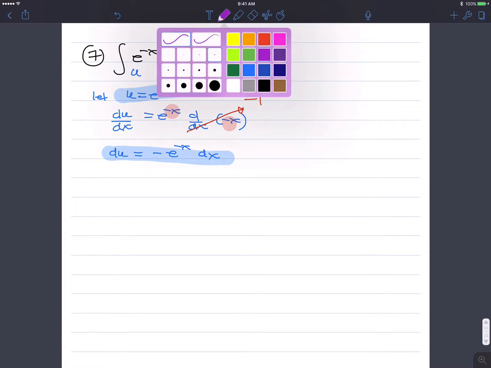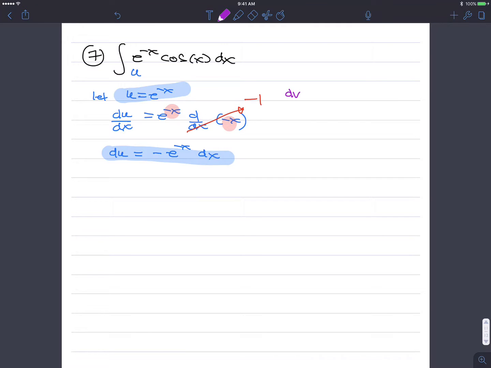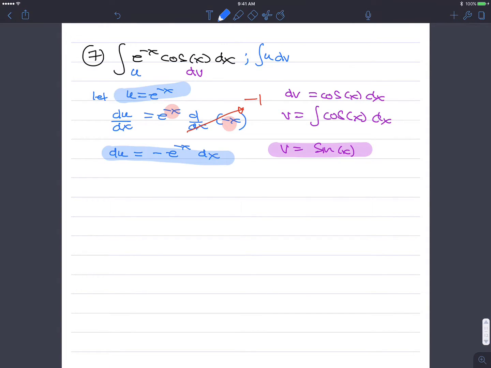Let's work on the dv here. So dv now, this whole thing will be dv like before, is cosine, which means v will be the antiderivative of cosine, or v is simply sine. This is what we're looking for. We found our v. So in integration by parts, again, the integral of u dv is uv minus integral v du. This is what we're going to use, our IBP.